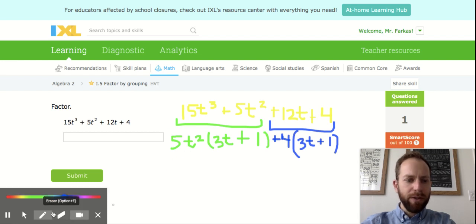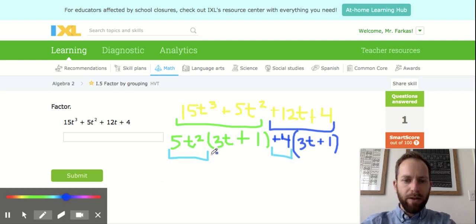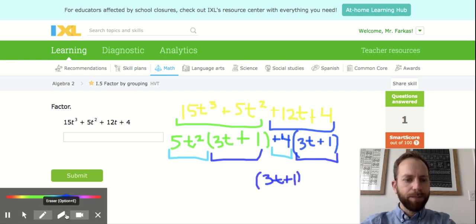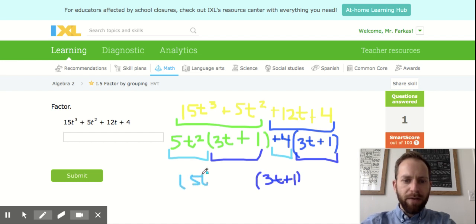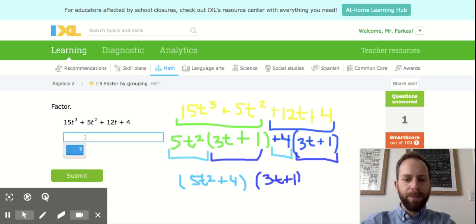So here we do the same thing. We write the first ones together, right? We write these terms together, and we write these two terms together, this one. So remember, we can just write that out once. 3t plus 1. And we just showed why we can do that. So the quantity 5t squared plus 4 times the quantity 3t plus 1 is how we would factor this.